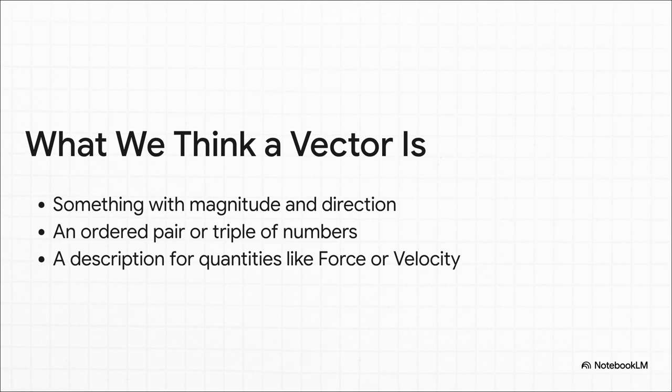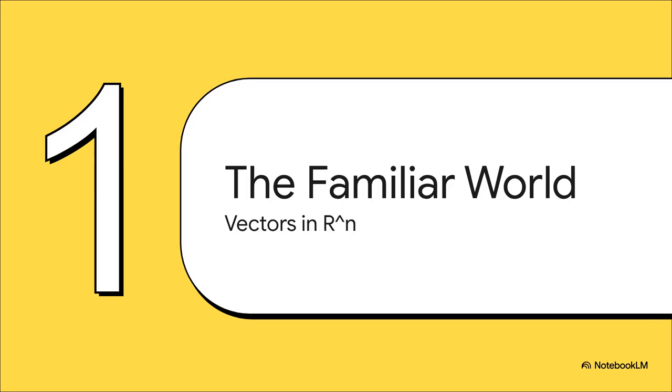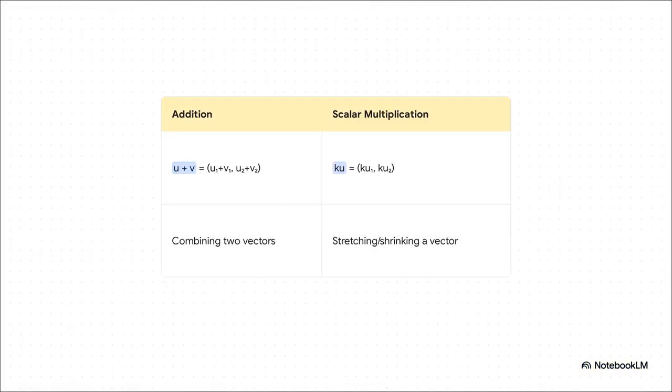That's the familiar ground. So let's start on our home turf, this comfortable world of 2D and 3D space, or what mathematicians like to call R to the N. Because before we can break the rules, we've got to understand them first. So how do these arrows actually behave? Well, it turns out it's all based on two really simple moves.